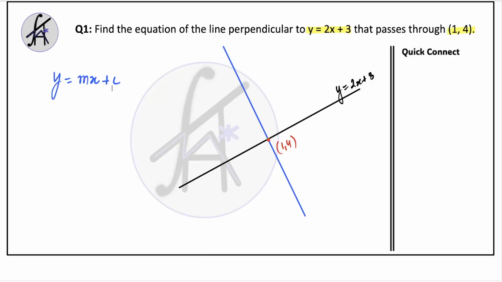So let's quickly find out the slope or the gradient of the given line. How do we find the gradient? When the line is given to you, the gradient is nothing but the coefficient of x. So the gradient m is 2 here. What would be the gradient of the blue line? They both are perpendicular. So when two lines are perpendicular, their gradients are negative reciprocals of each other. So what is negative reciprocal?